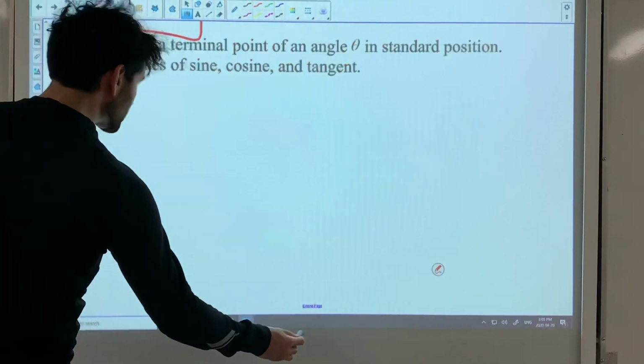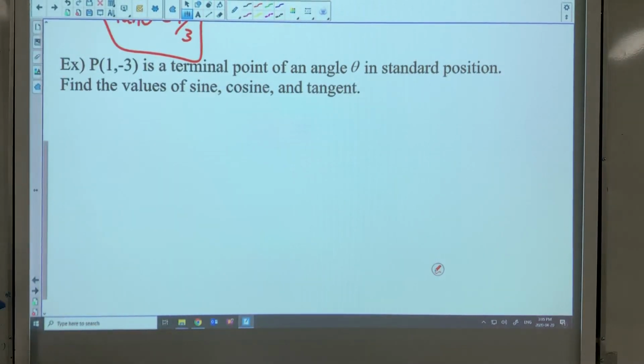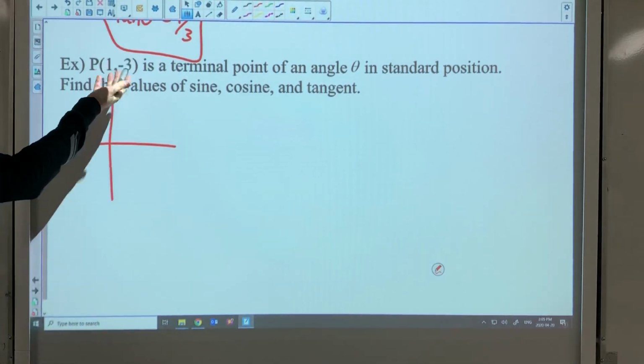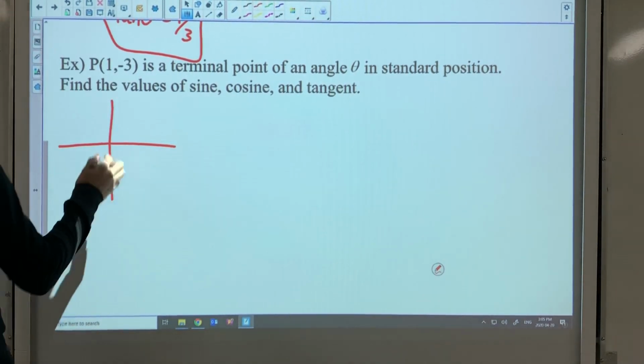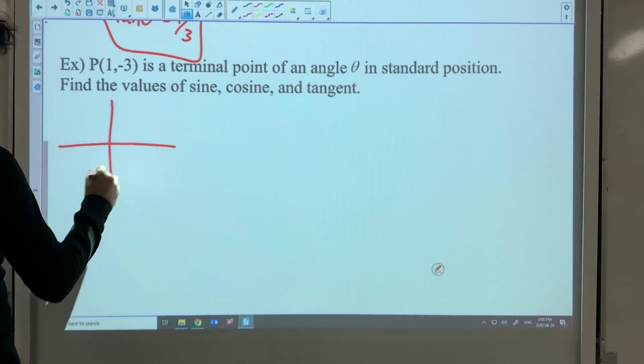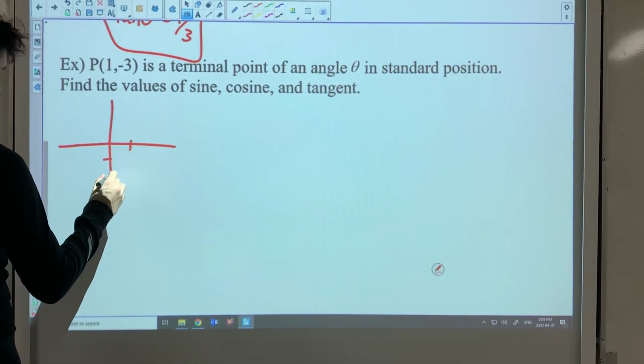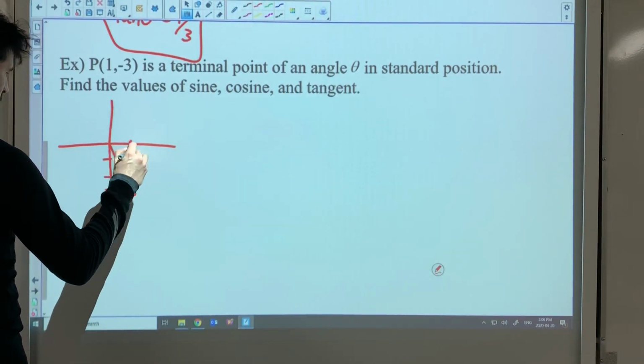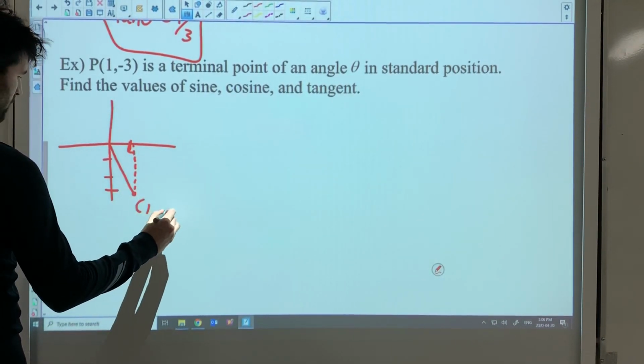This is another question of the same type, just a different point. So I'll quickly sketch it, and then I might just give you the answers. It doesn't matter where, just go plot that point wherever it ends up being. So x is positive, y is negative. I'm in this quadrant over here. I'm going to make it a little bit bigger than I normally would draw it. So this is the point (1, -3).